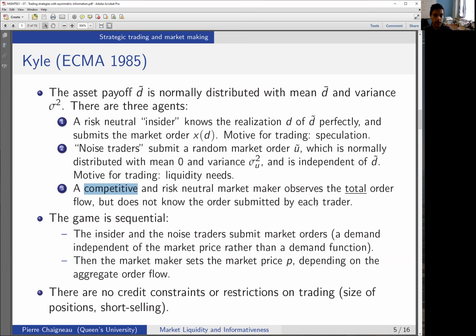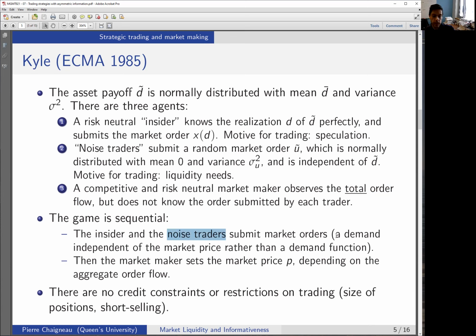The market maker does not observe each individual order, X and U. Instead, it's going to observe the total order flow, meaning the sum of X and U. It's going to observe X plus U, but he's not going to know who submitted which order. Okay, he observes the total order submitted to him. And so trading is sequential. First, the insider and the noise traders are each going to submit market orders.